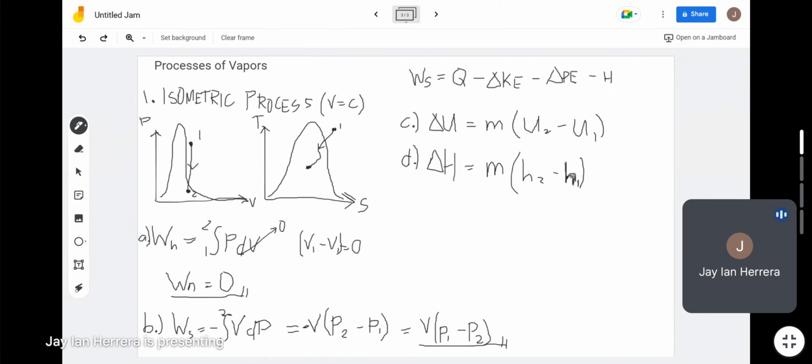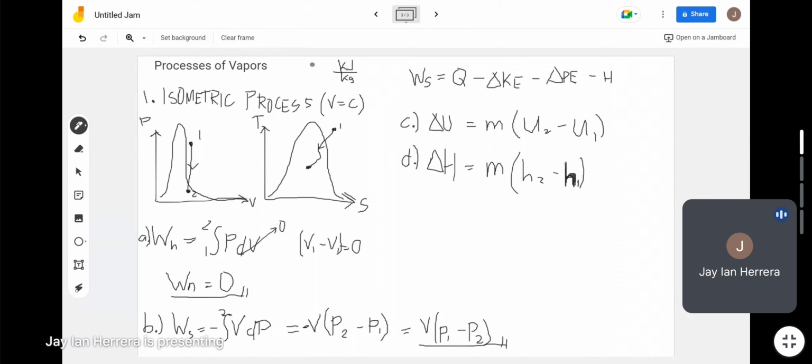So mapapansin nyo, meron tayong capitalized H, small h. So babantayin nyo yan. So small h symbolizes specific enthalpy. So specific enthalpy meaning merong kilogram lagi sa baba. Ganon din si internal energy. So merong big U and then may small u. So ito, alisin na natin to para kunwari big U.